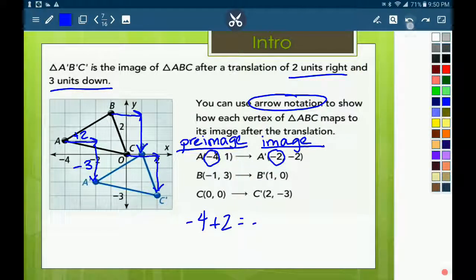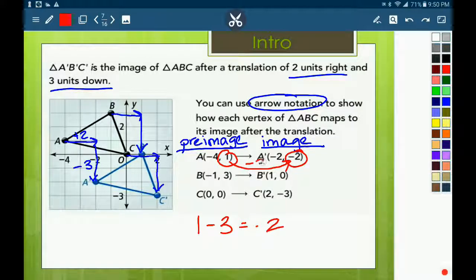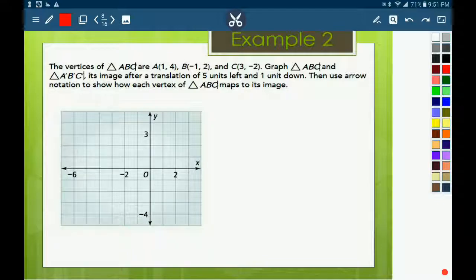Same thing would go for if we looked at the y values. Okay, if I look at the y values now, 1 to -2, well, 1 minus 3 is equal to -2. So in order to go from 1 to -2, we had to subtract 3. And that is actually just like the 3 units down part. So in the arrow notation, you should be able to see what it's doing to the points in words, as well as seeing it in the actual graphical representation. So let's actually try this in example 2.